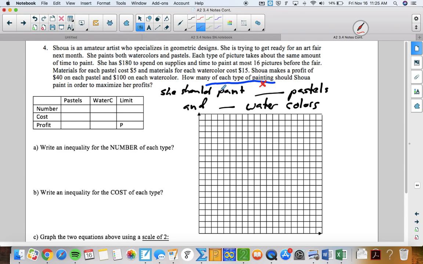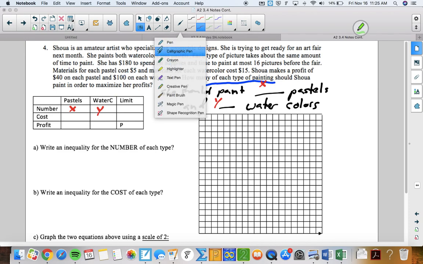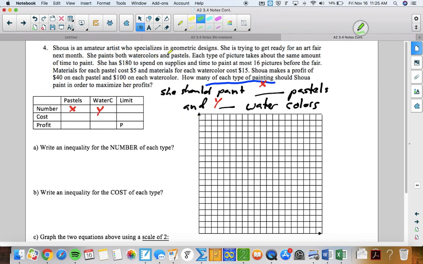So let's make X be our unknown, our number of pastels. Let's make Y be our unknown, our number of watercolors. So X represents the number of pastels, Y represents the number of watercolors. So let's go back through. She paints both watercolors and pastels. Each type of picture takes the same amount of time.